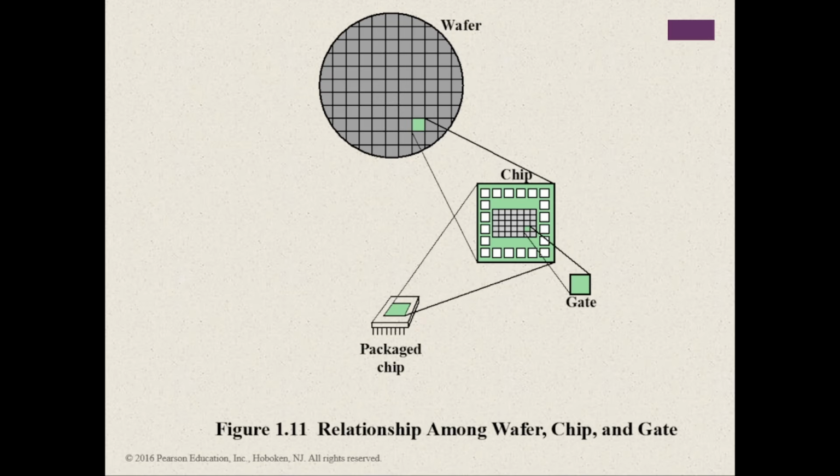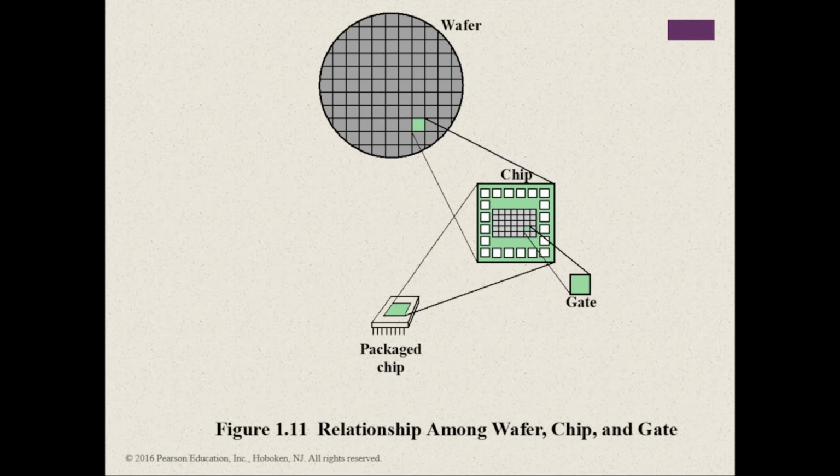And then a number of these packages can then be interconnected on a printed circuit board to produce larger and more complex circuits. So again, this is a top-down design. As you can see the relationship between the wafer, the chip, and the gate, and of course the package chip, in which this is already the one that is to be installed in our motherboard because it already has pins.